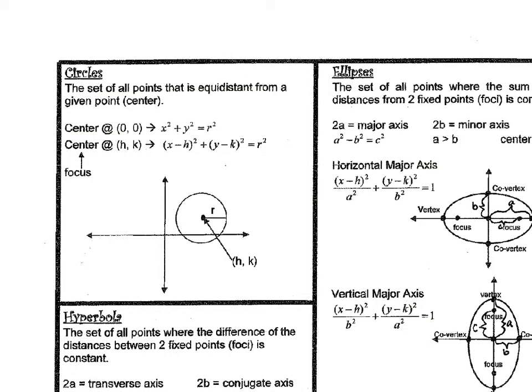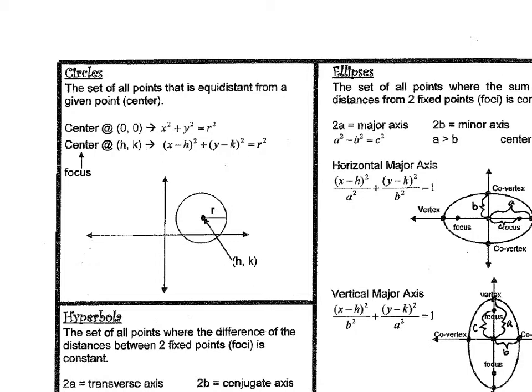The first conic section we're going to look at closely is the circle. When the center of the circle is at the origin, your equation is going to be x squared plus y squared equals the radius of that circle squared. And remember, the radius is the length from the center to the outside.